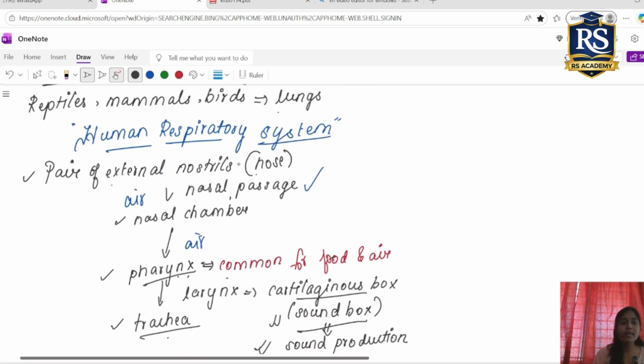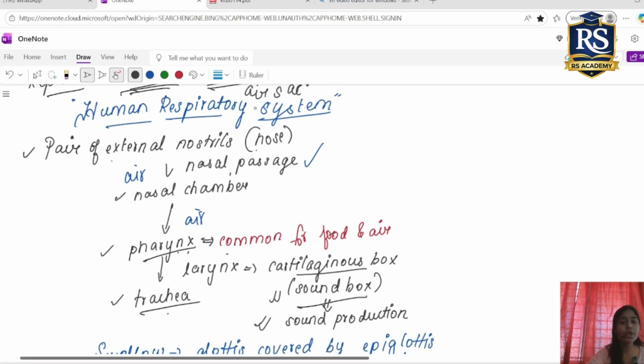And then come reptiles, mammals and birds. Reptiles respire through their lungs, which are more developed than amphibians. And birds possess lungs along with air sacs, which make their respiration more efficient. Mammals also use highly developed lungs for an effective respiration process.